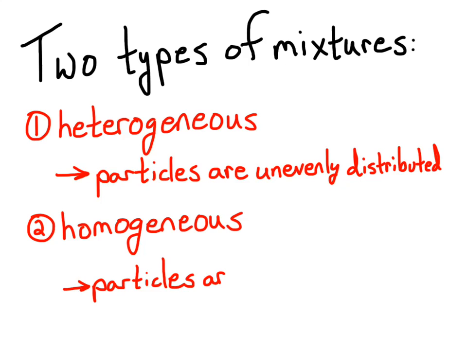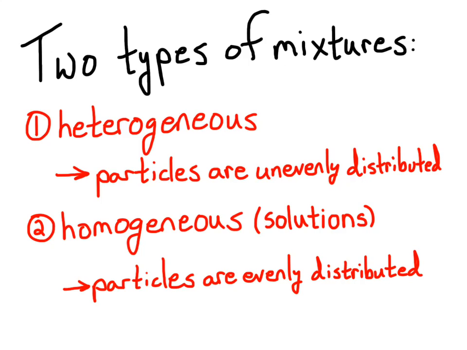Homogeneous mixtures, on the other hand, describe mixtures that have an even distribution of particles. So the particles are evenly distributed all throughout the mixture. At any one location of the mixture, you'll have the same percentage of particles as any other location within the mixture. Another word for homogeneous mixtures is solutions. The homogeneous mixtures are often called solutions. In fact, we probably use the term solution more than homogeneous mixture.